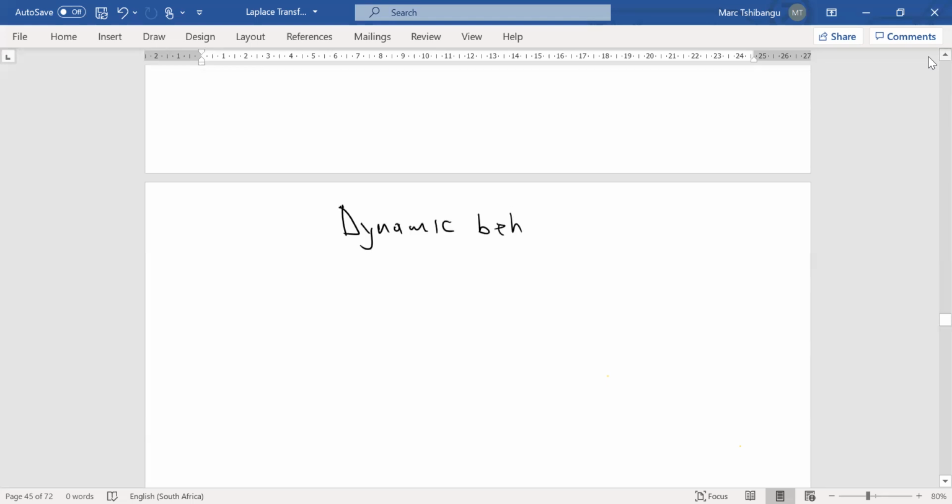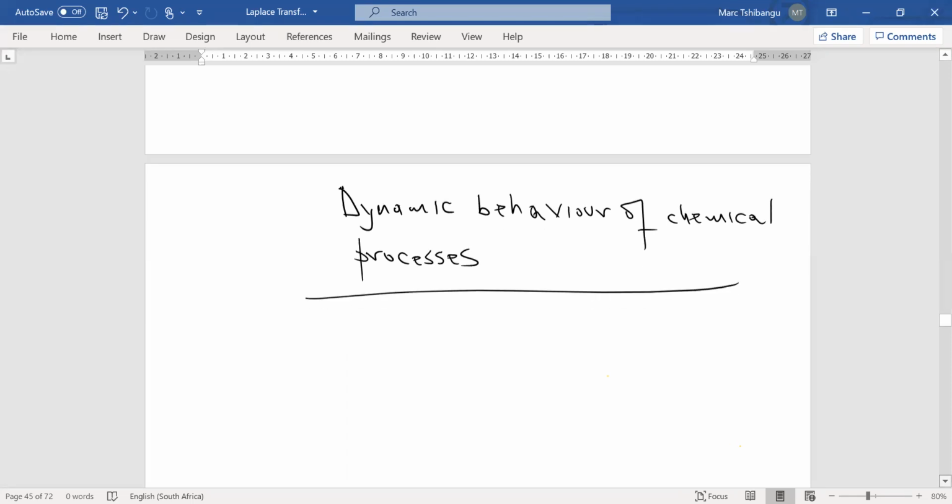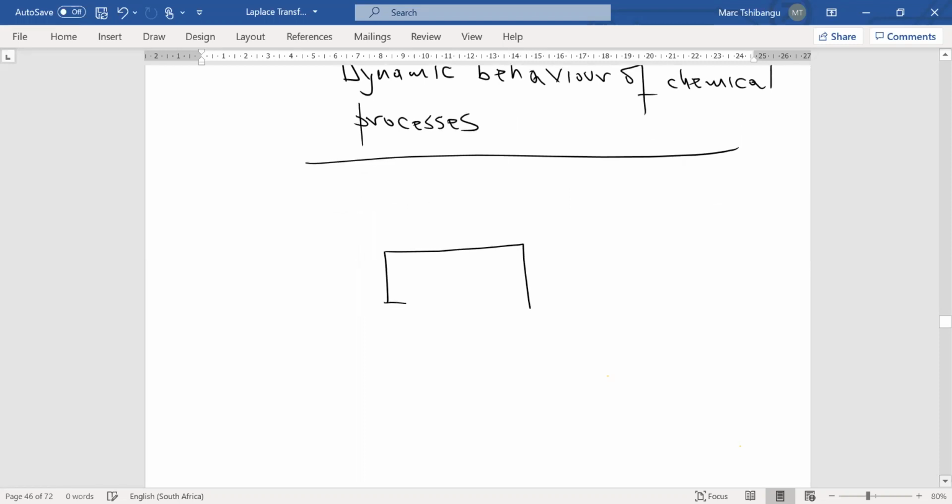So, I was talking about the dynamic behavior of chemical processes. Let's consider a chemical process shown here like this. We've got an input, and this is our chemical process.